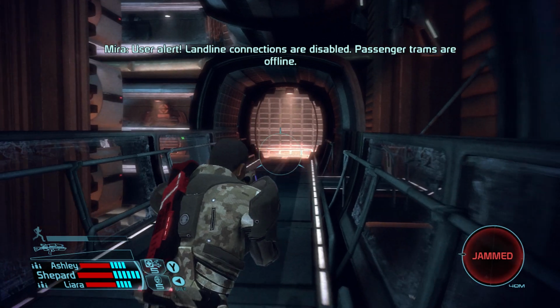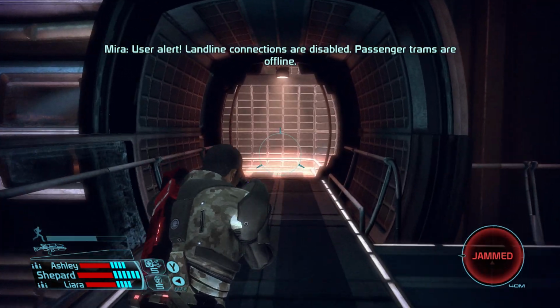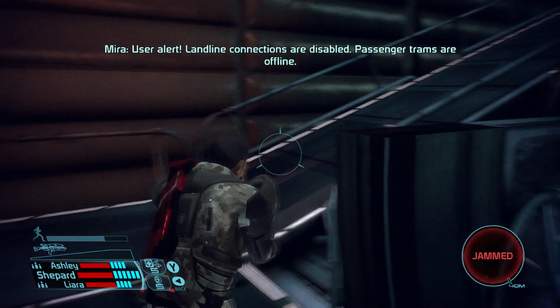User alert. Landline connections are disabled. Passenger trams are offline.